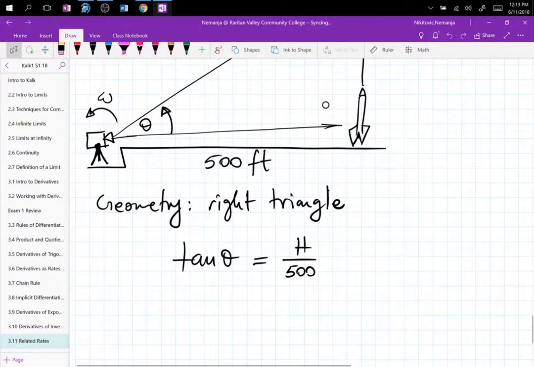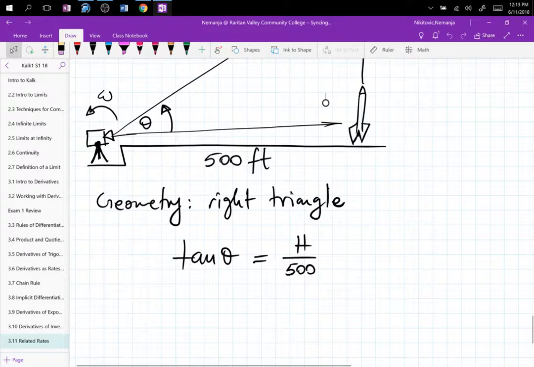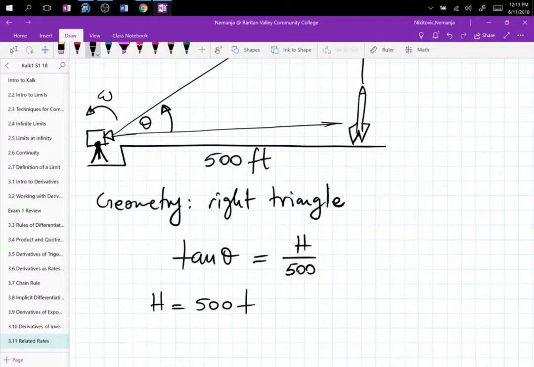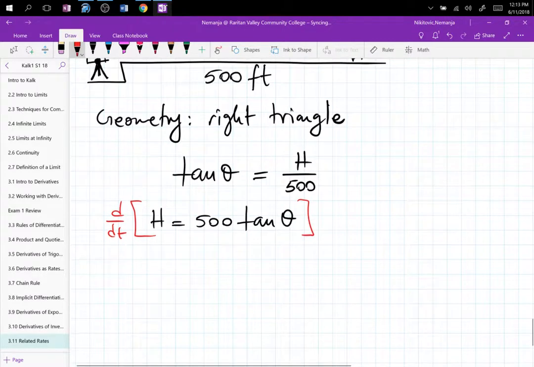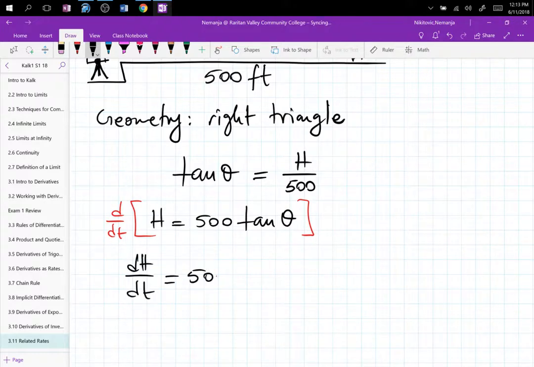And now I can move 500 to say that the height is equal to 500 tangent theta as the equation, and hit this with the time derivative to see what I can get. So dh dt is equal to 500. Derivative of tangent is? Very good. Secant squared theta and then we have d theta dt.